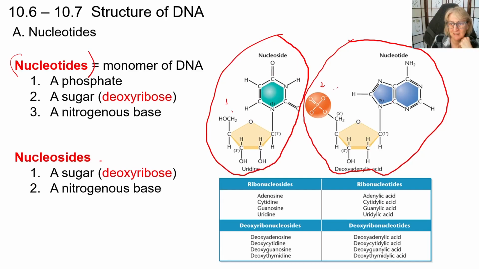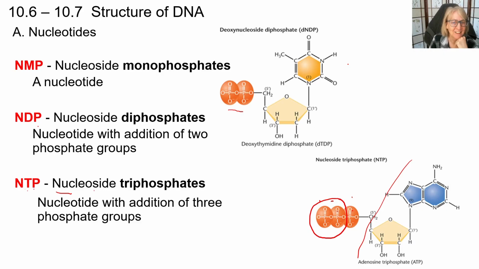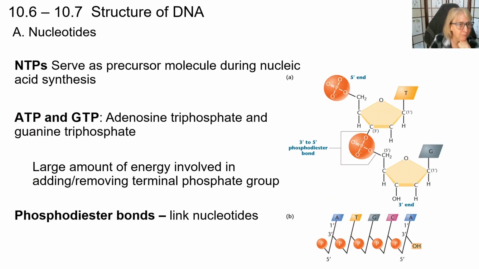It's a nucleotide. So this is a nucleoside monophosphate. It's got 1 phosphate on it. That's a nucleotide. Don't overthink this. It's 3 phosphates, 2 phosphate groups, 1 phosphate group. Nucleoside triphosphates are the molecule that we actually use during nucleic acid synthesis.